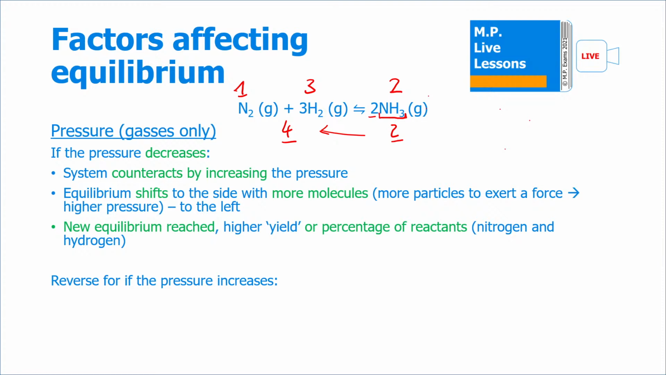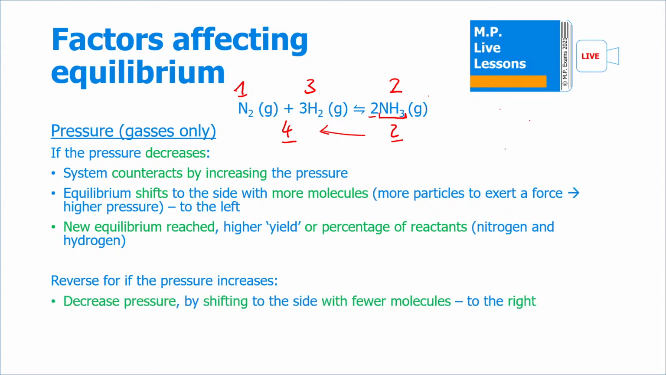Now the reverse happens if the pressure increases. The system counteracts by decreasing the pressure and it shifts to the side with fewer molecules. So the forward reaction happens faster and the equilibrium will therefore shift to the right. Eventually, a new equilibrium is reached.